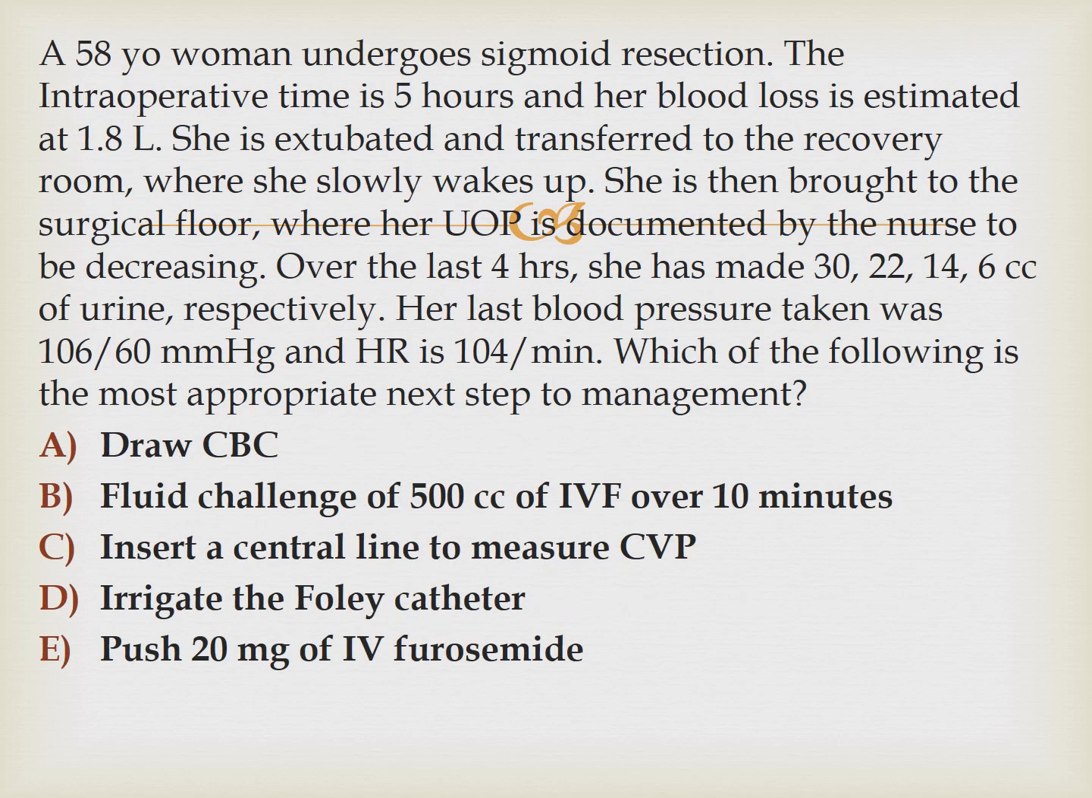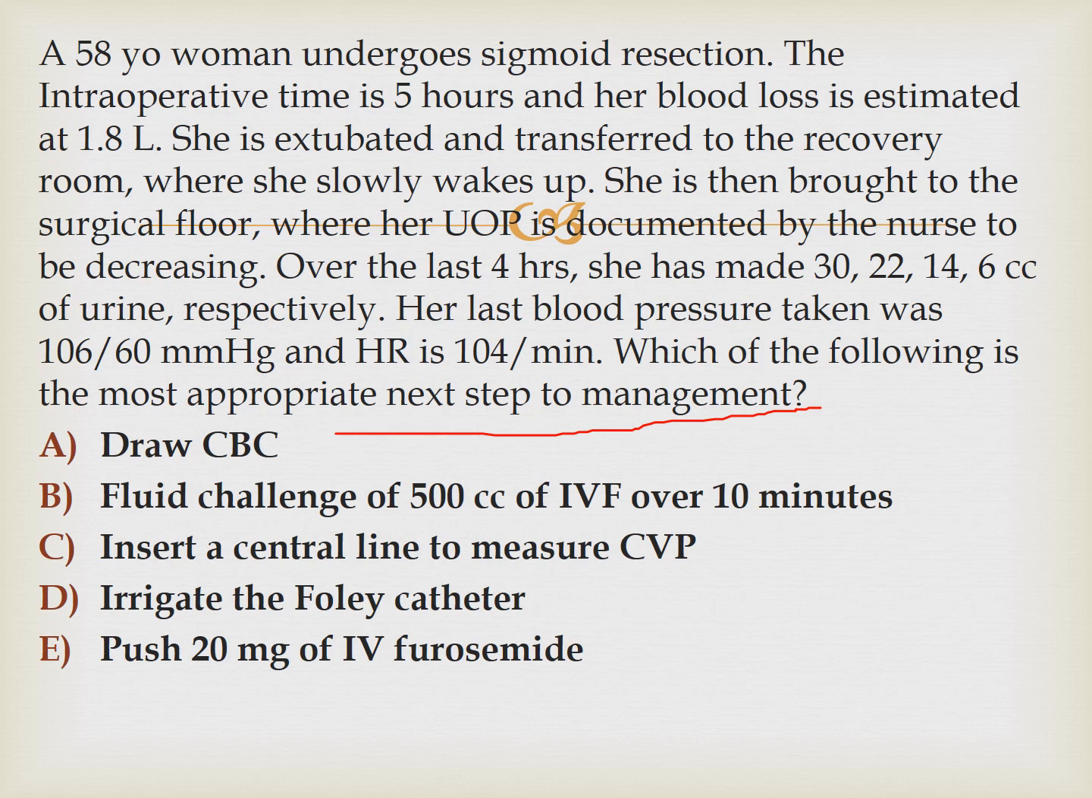A 50-year-old woman undergoes a sigmoid resection. The operation was 5 hours. Blood loss is estimated at 1.8 liters. She wakes up and is brought to the surgical floor. Her urine output is documented to be decreasing. Over the last 4 hours, it's been decreasing: 30, 22, 40, 14, 6 cc. Again, assume that this is a 70-kilogram woman and she should be making 30, 35 cc an hour. Her heart rate is a little high. She's not hypotensive, but she is tachycardic. This could be because of pain. You don't know. Which of the following is the most appropriate next step in management?